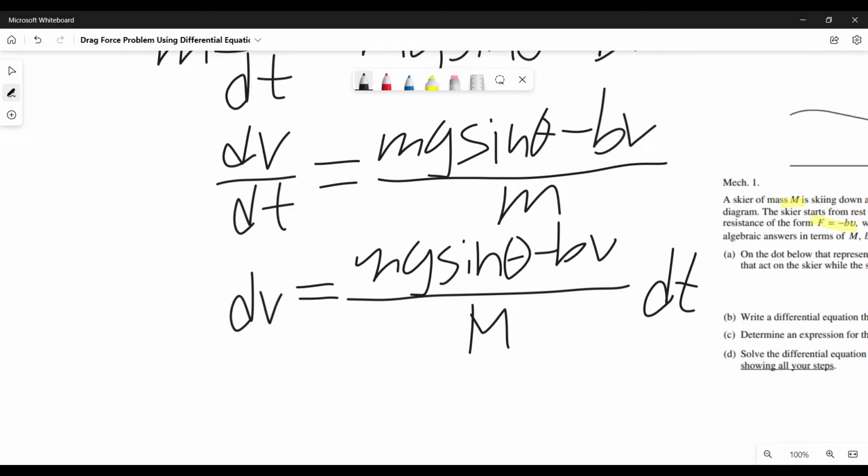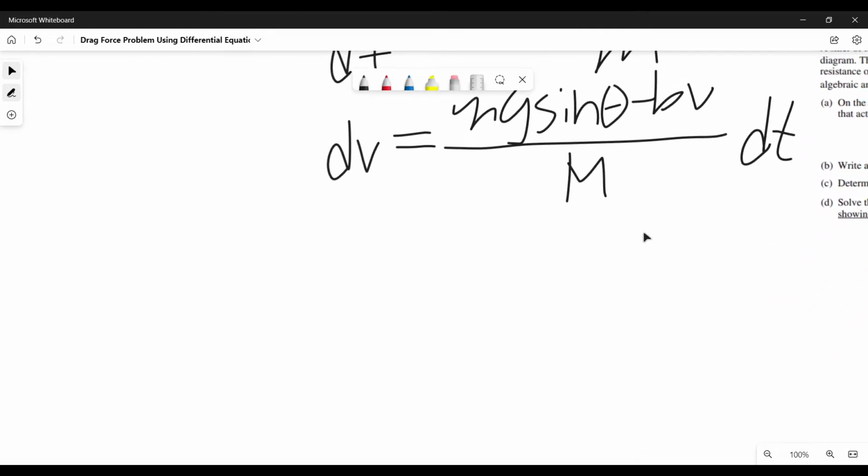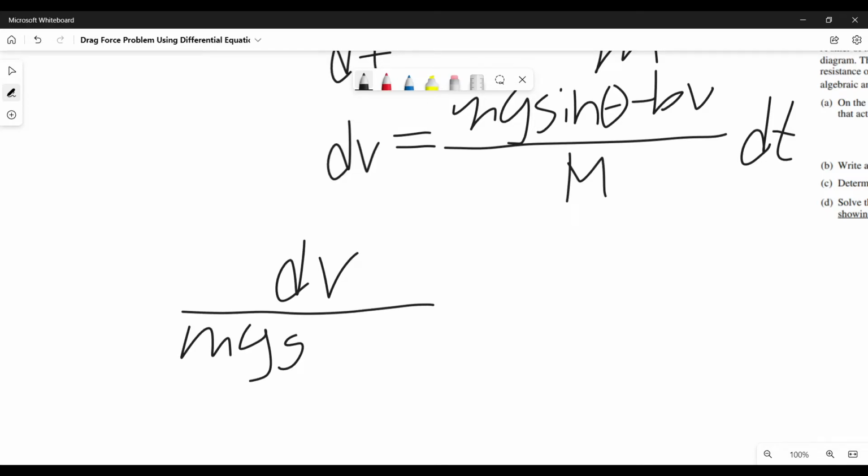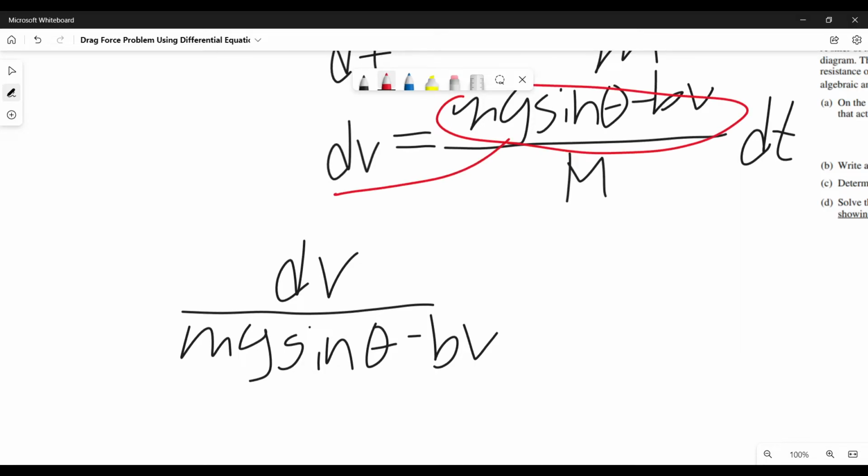But since we can't integrate v with respect to t, we need to move this bv expression to the left-hand side by dividing, and we get this lovely equation here, which is dv over mg sine theta minus bv. Again, all we did is just move this expression over down here, so we can have our separation of variables, and this basically equals, on the right-hand side, we still have that dt over m. Now we are ready to integrate.